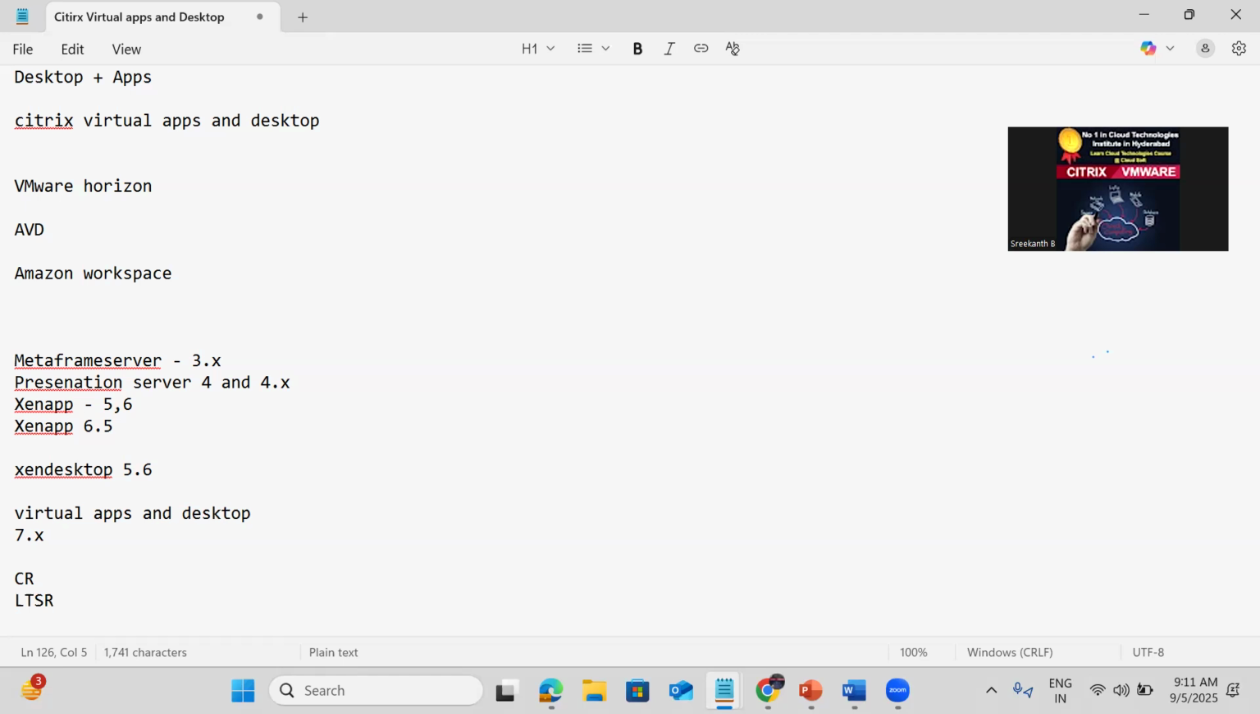Mostly the companies are using 2203 or maybe 2503, like this. Those are the latest LTSR versions. Even we need to discuss what the new features are in the current version of Virtual Apps and Desktops and the LTSR version also. For the new features, the current release is the best one, but for production environments, stable versions are required. That is the reason we are going to use LTSR versions.